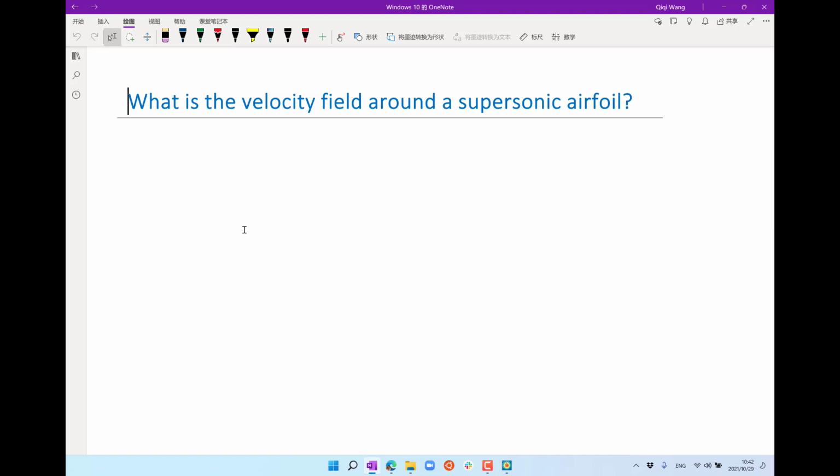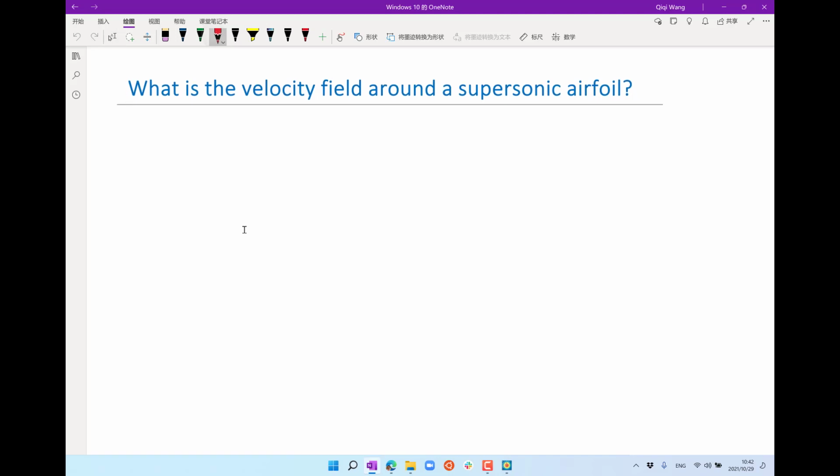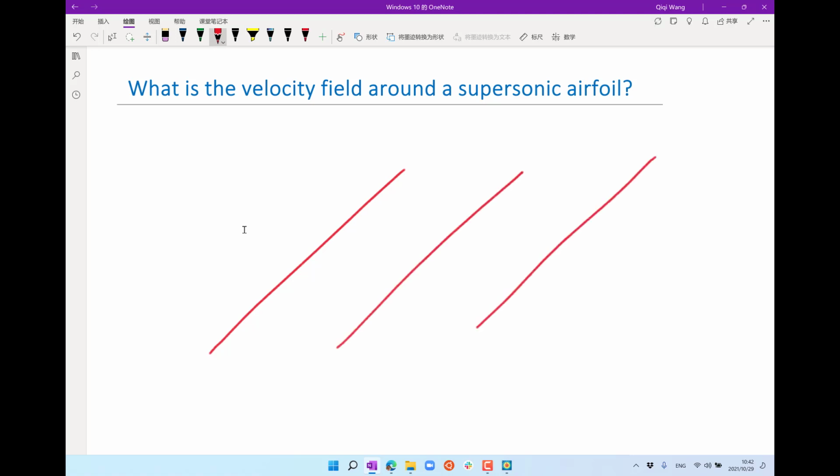Let's actually zoom in on how the velocity field would behave. So let's look at the upper side of the airfoil first. We have constant pressure lines. To make it easier to analyze, let's think about these lines as cliffs over which the pressure suddenly jumps. So let's say this is P infinity, and this is P infinity plus a certain delta P. So that's a pressure increase.